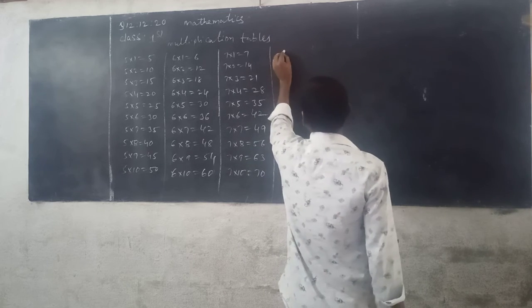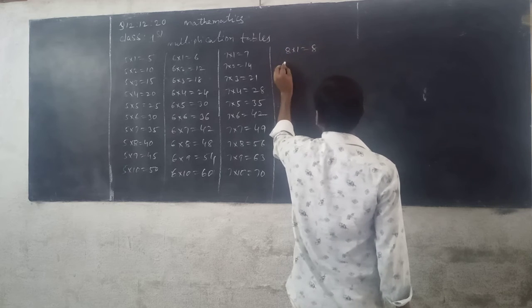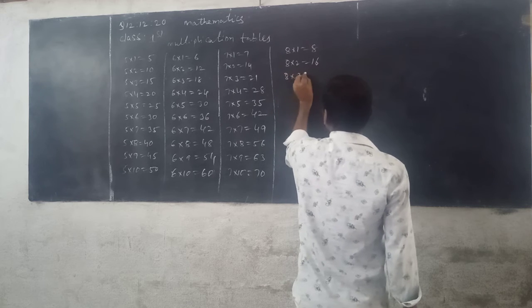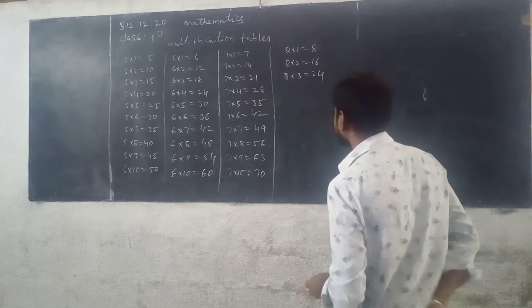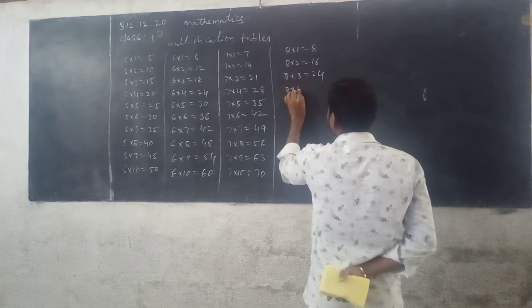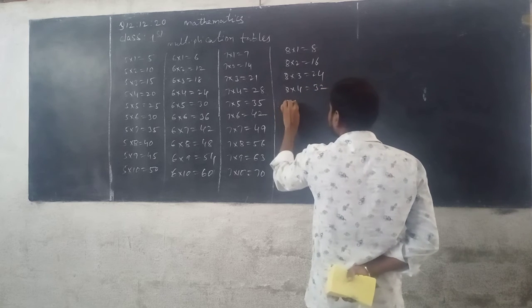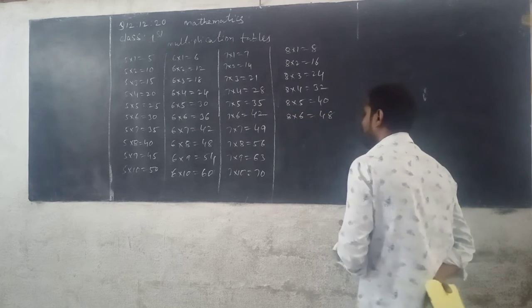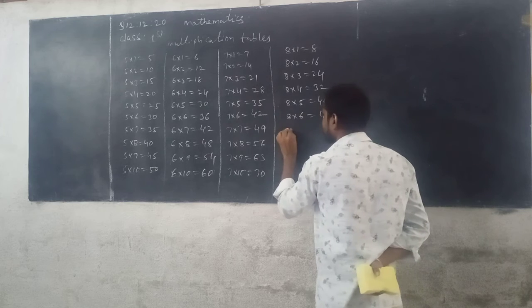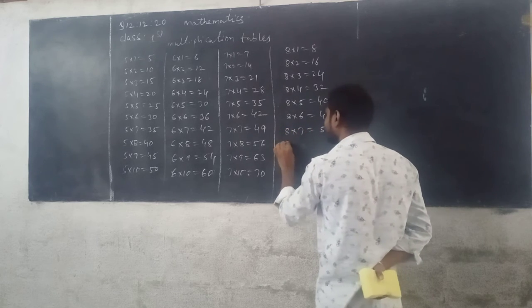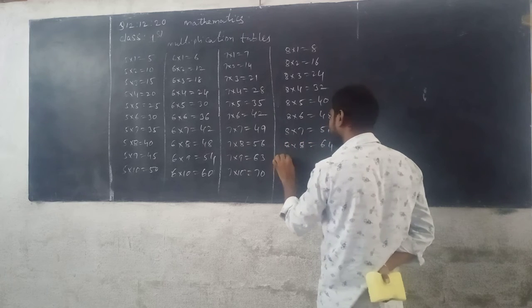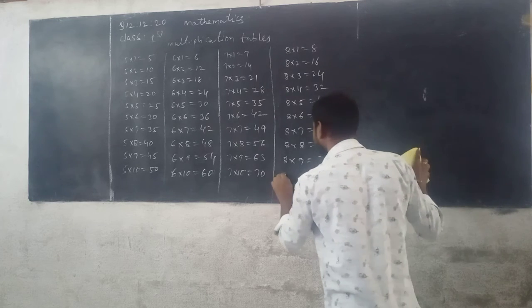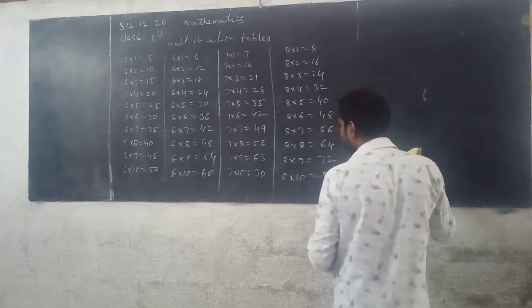Next, 8 table. 8 1s are 8. 8 2s are 16. 8 3s are 24. 8 4s are 32. 8 5s are 40. 8 6s are 48. 8 7s are 56. 8 8s are 64. 8 9s are 72. 8 10s are 80.